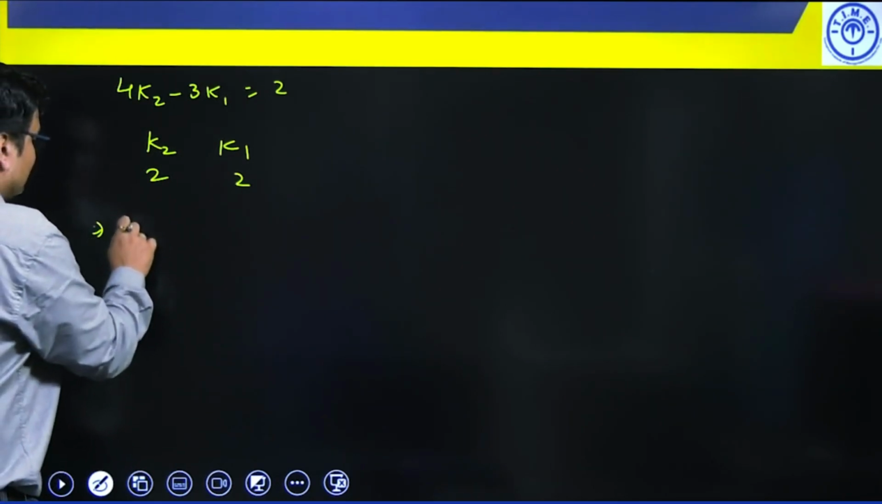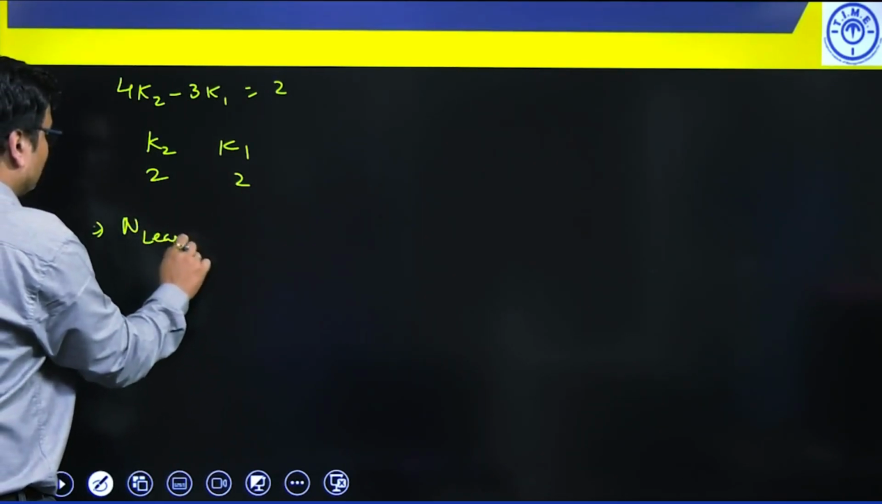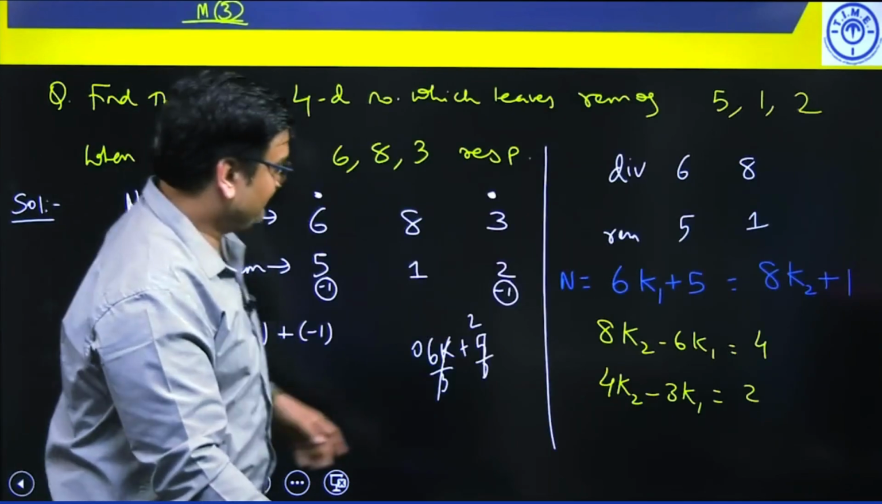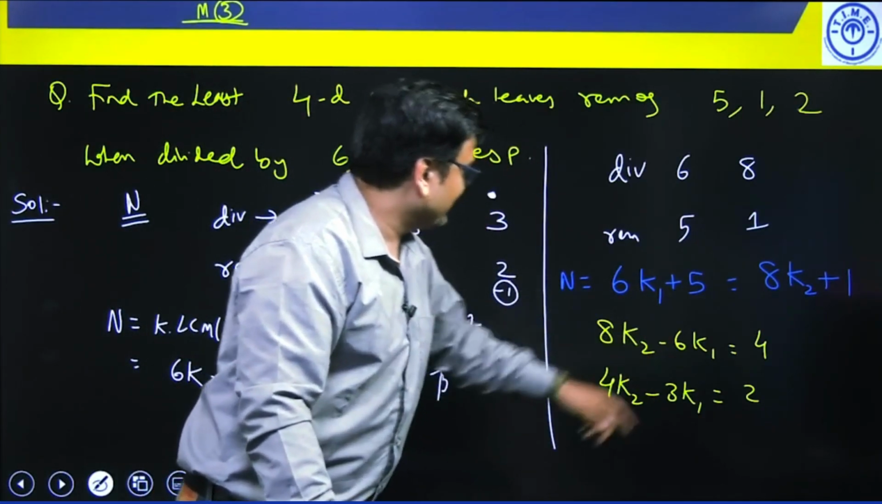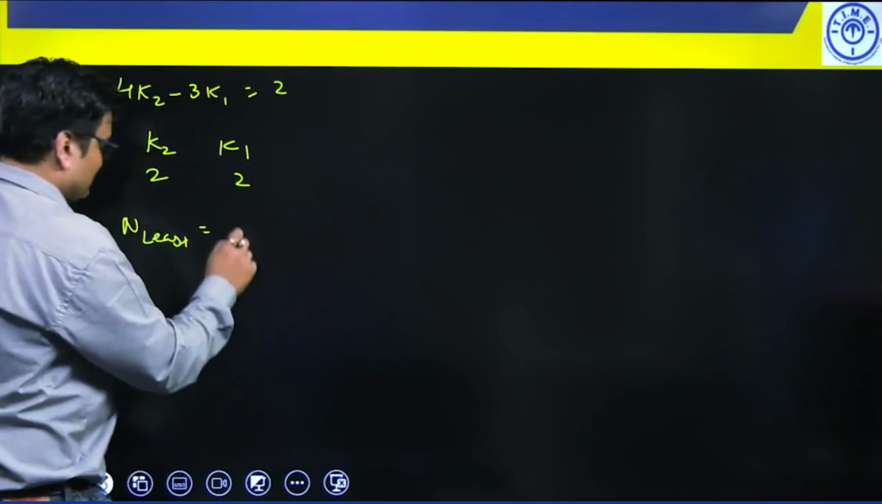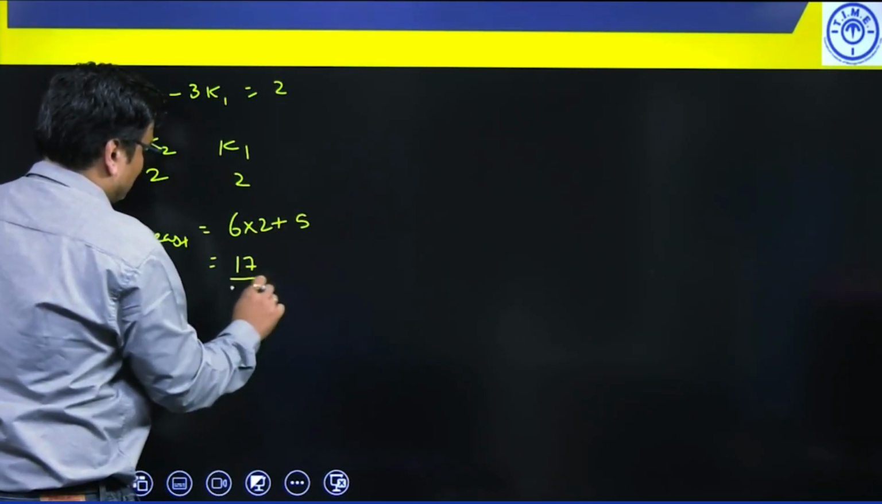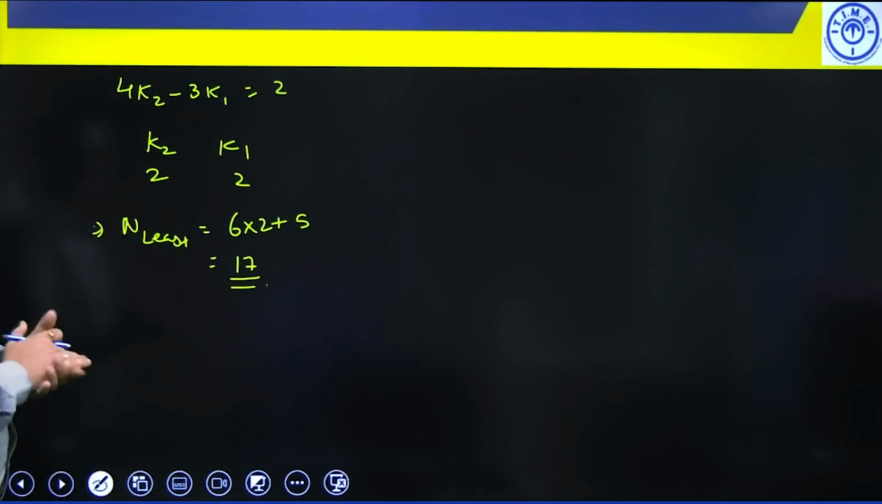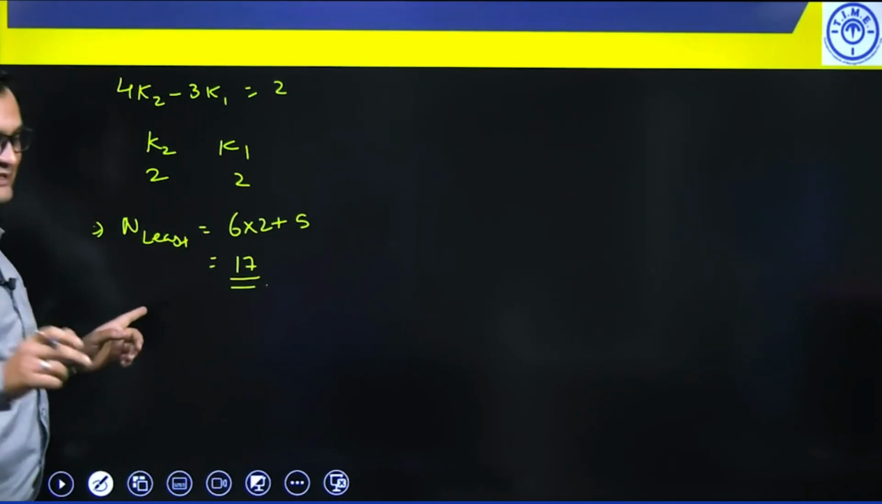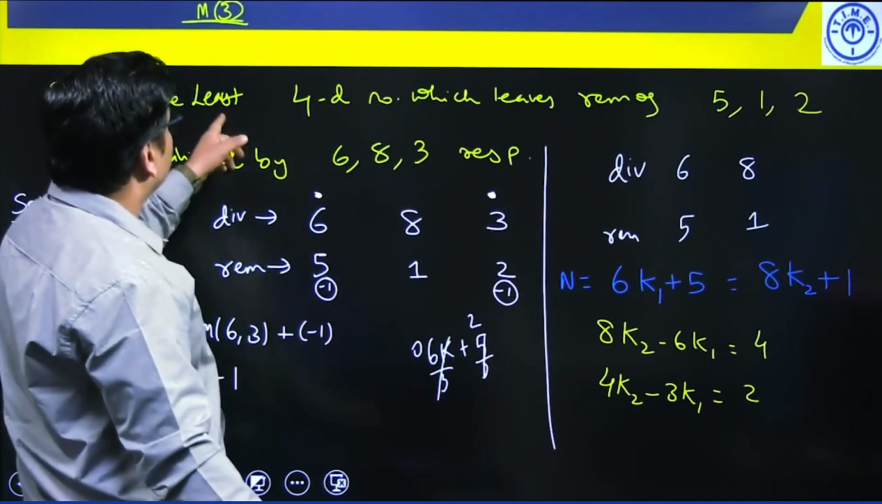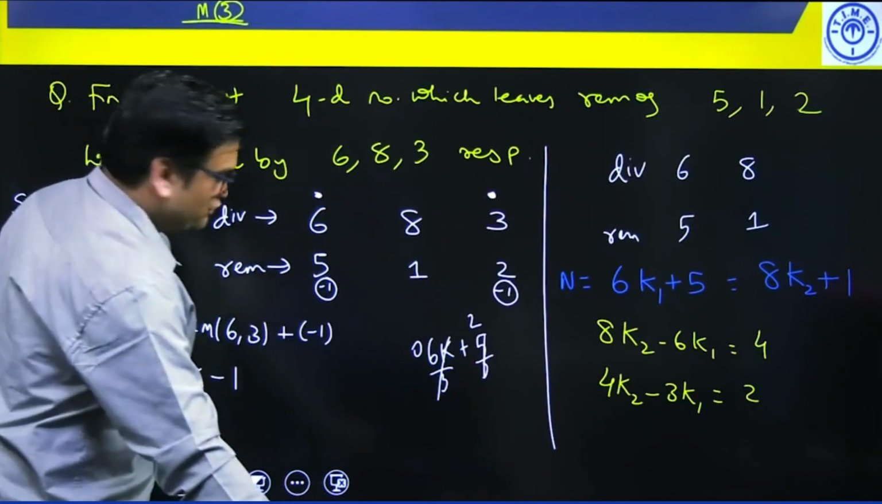So that means the least value of n that I will get is, put k1 equal to 2 here. When you put k1 equal to 2, you will get 6 into 2 plus 5, which is 17. So the least value that we have for n is 17, but the question is not about least value. The question is about least 4-digit number. So how do we get to that?